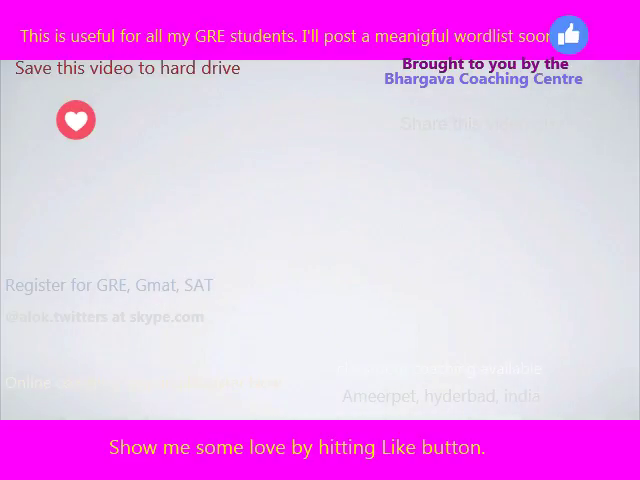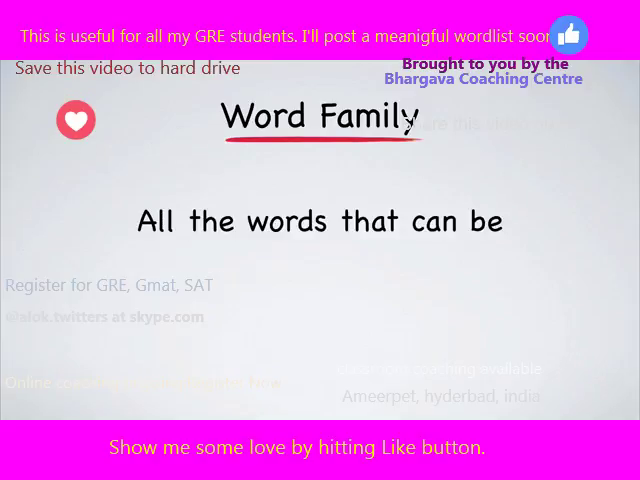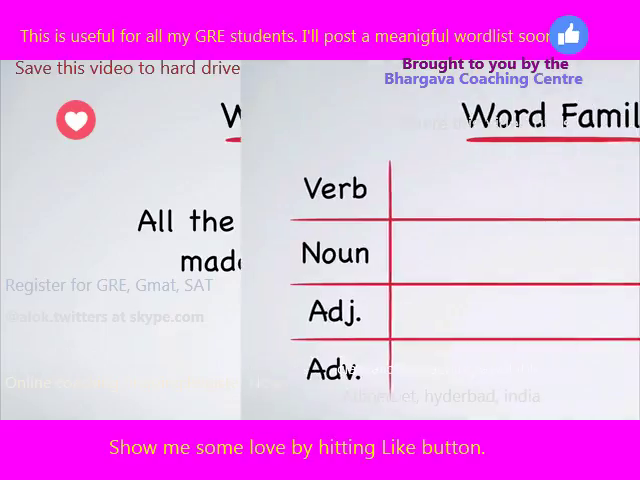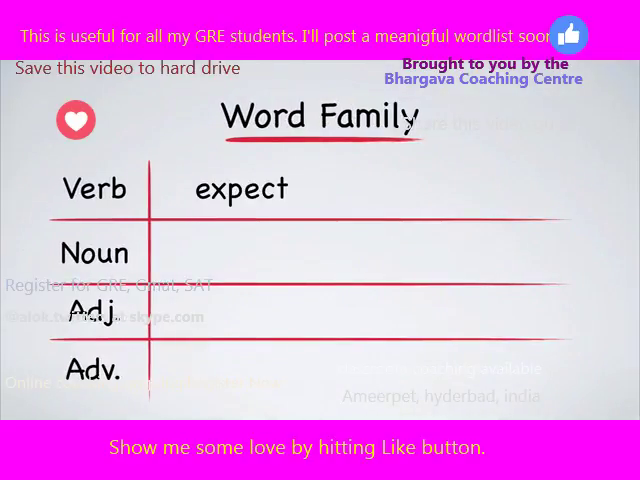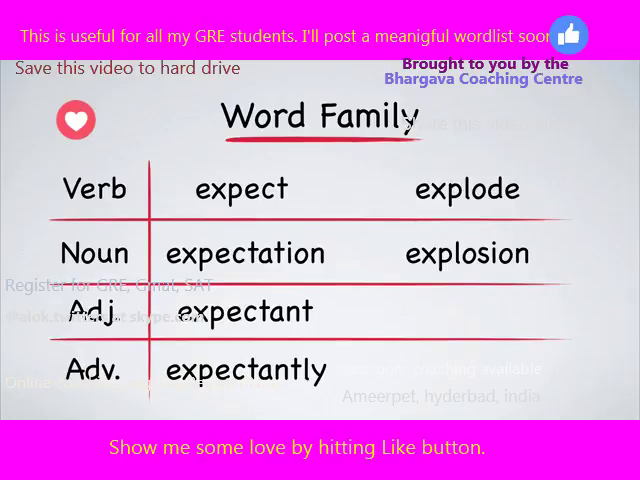Before we finish, there is one more important idea for us to look at, and that is the word family. A word family is all of the words that can be made from a single root. Take a look at this verb, expect. We can make the noun expectation. We could also make an adjective expectant, or the adverb expectantly. Here's another fun verb, explode. We could make the noun explosion and the adjectives exploded, explosive, and explodable. There is also an adverb, explosively.